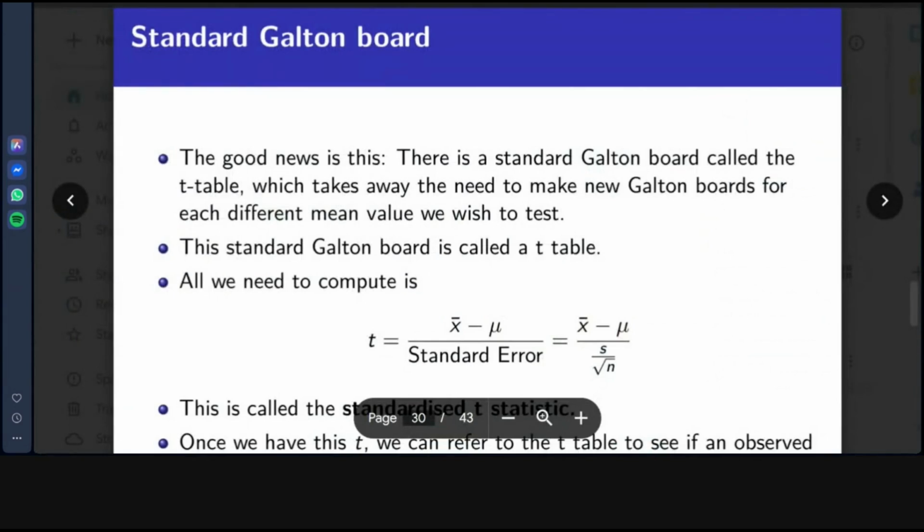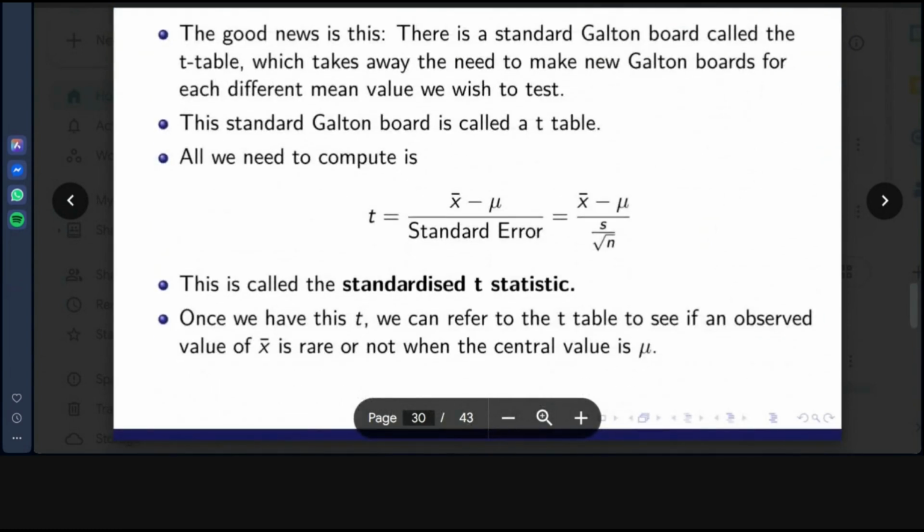To use the standardized Galton board, you need to compute what's called a standardized T value or T statistic. This is defined by T equals X bar minus mu divided by S over root n. You will notice that all these ingredients I've defined for you. X bar is the observed sample mean that you have. S is the standard deviation of the data. N is the sample size. And mu is the thing you want to test, the central value. If you compute this standardized T statistic, you can use the standard Galton board, which is the T table.